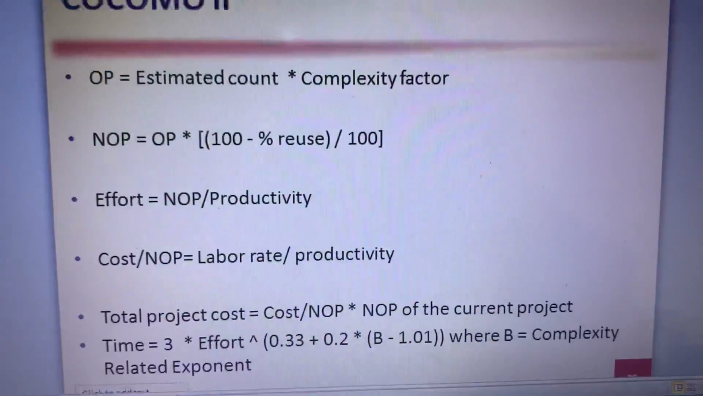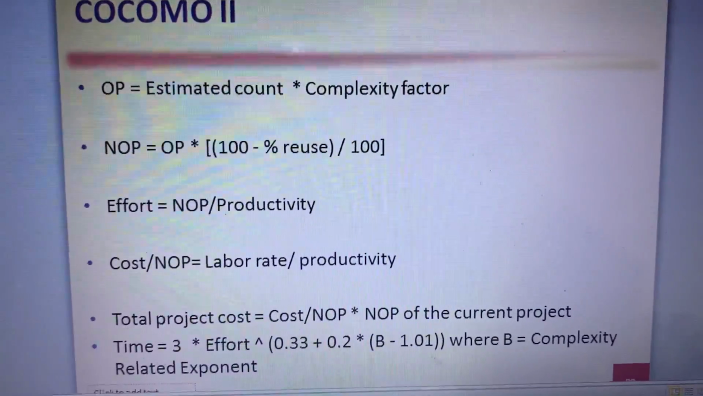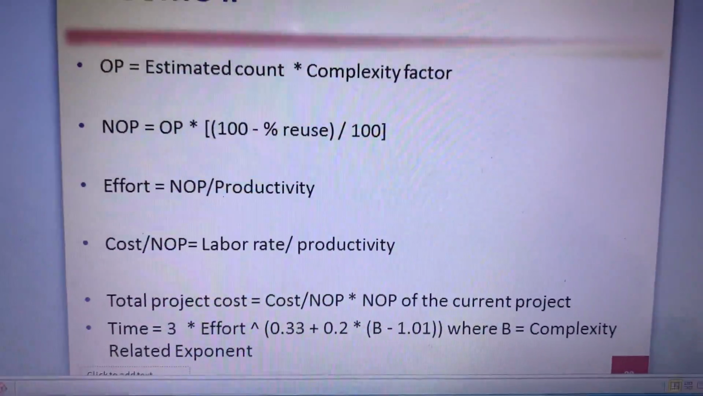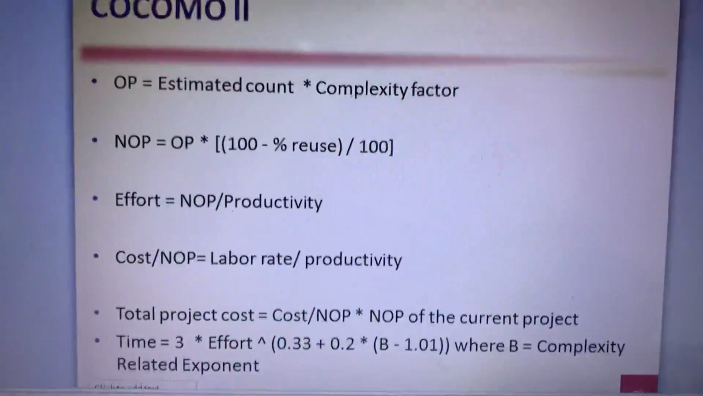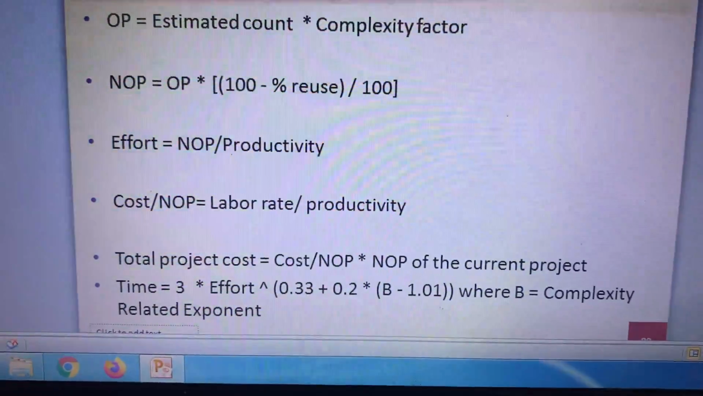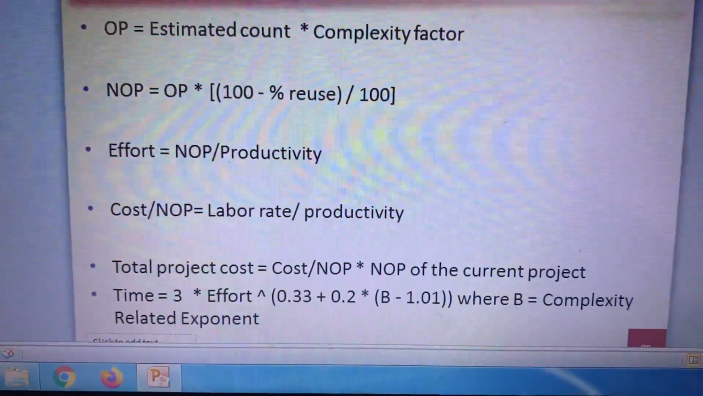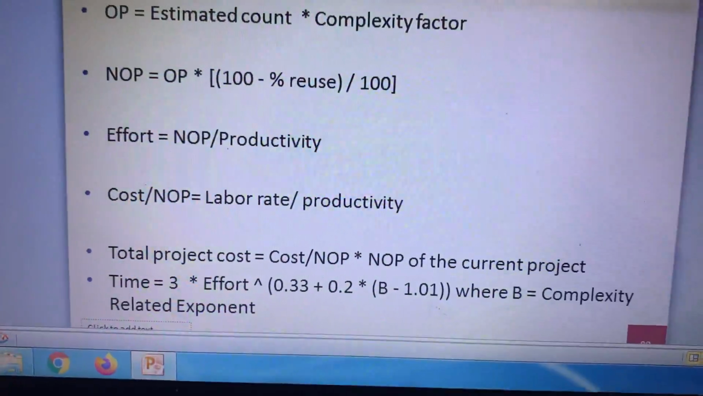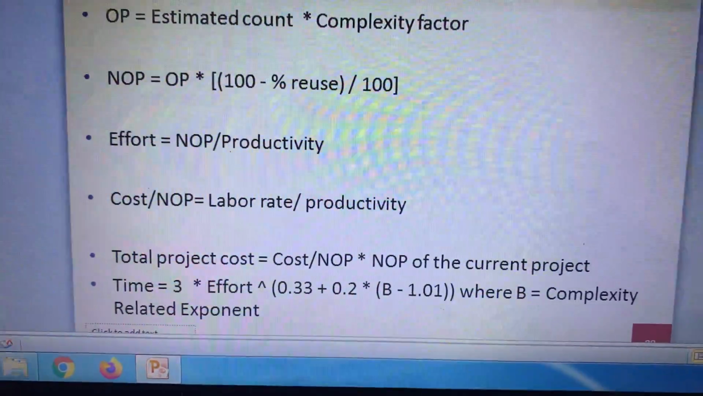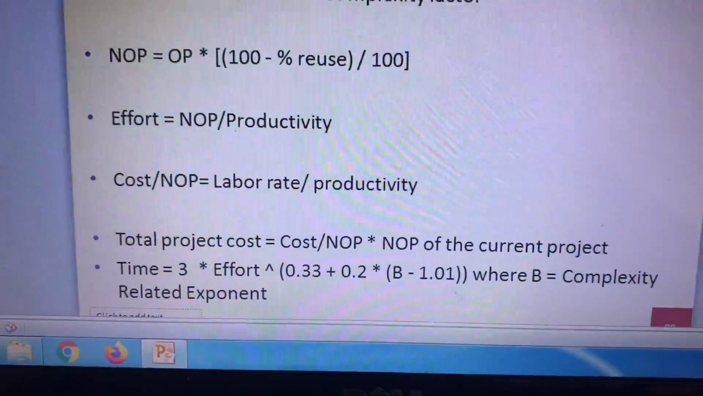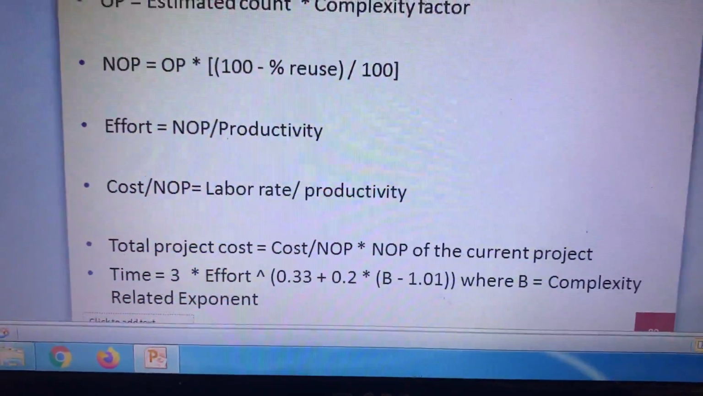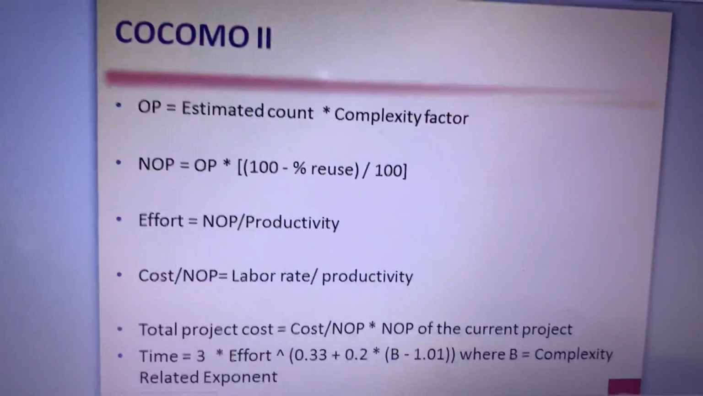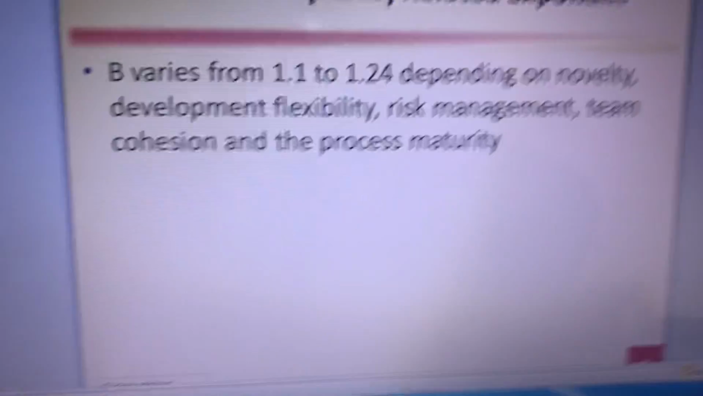So these are all formulas in COCOMO 2: OP, EC multiplied by complexity factor, NOP, effort, NOP divided by productivity, cost per NOP, labor rate divided by productivity, and project cost per NOP multiplied by NOP of the current project. Time is equal to 3 multiplied by effort, power 0.33 plus 0.2 multiplied by B. B is complexity exponent minus 1.01. So these are the formulas. How to calculate B?